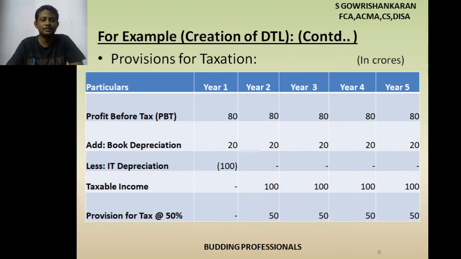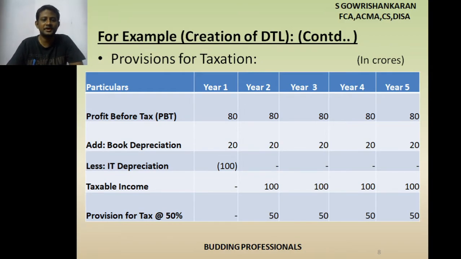Then add disallowed expenses. That is add depreciation under the Companies Act, the book depreciation, 20, 20, 20, 20. Why am I adding? Because that is depreciation calculated under the books of accounts. Then less allowed expenses, that is depreciation calculated as per the Income Tax Act.